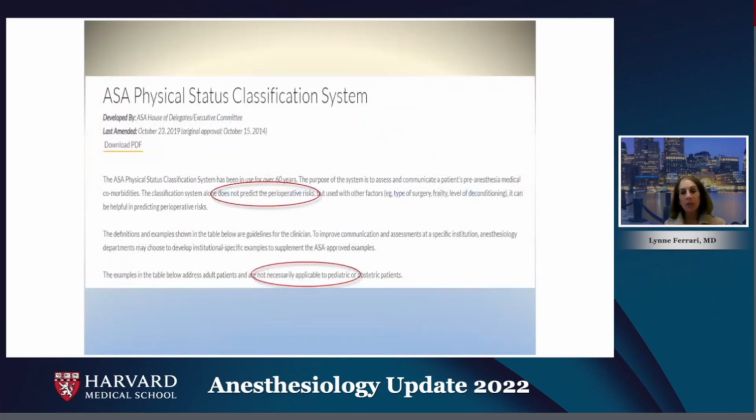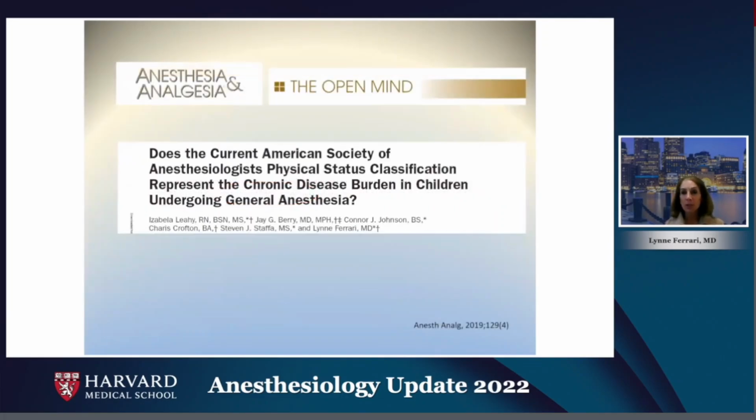If we go back to the ASA physical status classification, we want to remember that it doesn't predict perioperative risk, and it certainly is not specific to pediatric patients. So pediatric practitioners have to infer what the definitions would be for that class of patients from the standard ASA classification. So we propose this question: does the current American Society of Anesthesiologists physical status classification represent the chronic disease burden in children undergoing general anesthesia?